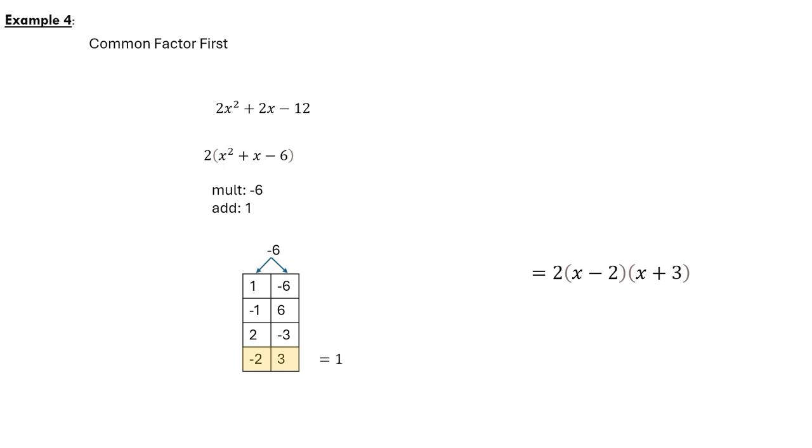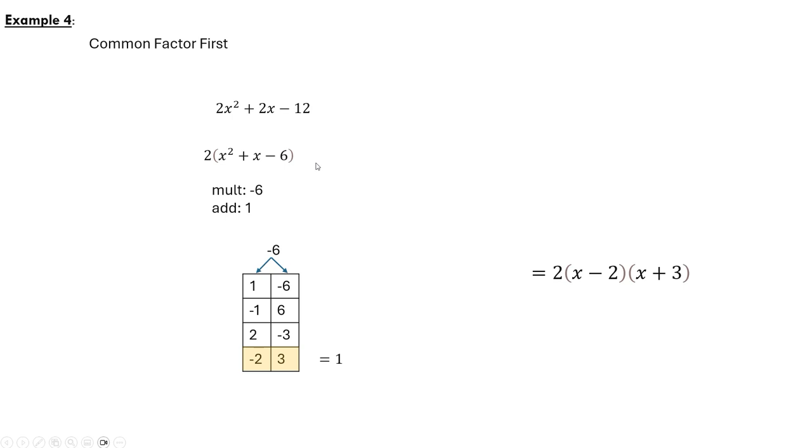But if we take the lowest common denominator in this expression, which happens to be 2, we can reduce what's inside the brackets to a simpler expression. So 2 bracket x squared plus x minus 6 is much simpler for us to factor.